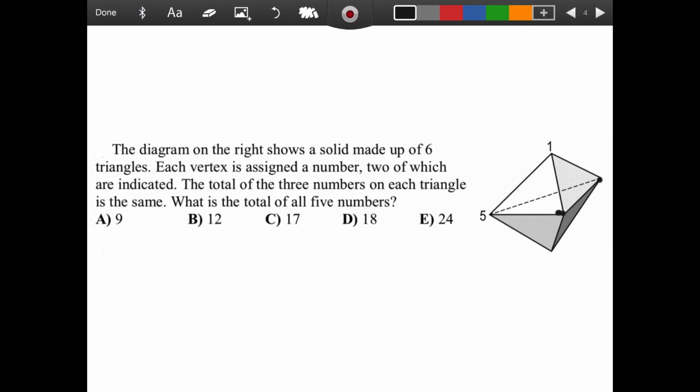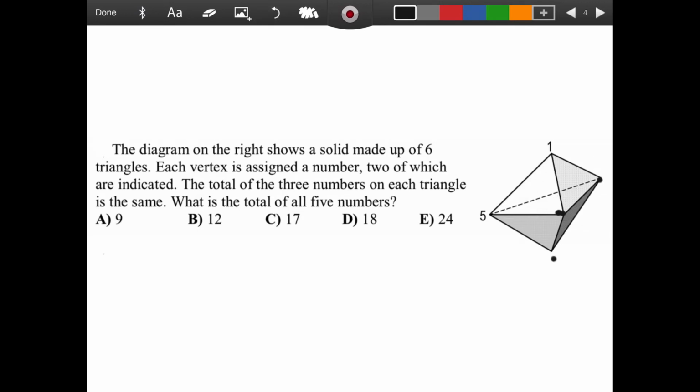So that means these two have to be the same, because if this one is 3, and this has to be 3 as well, then this side is 9 and the back side is also 9, because 3 plus 1 plus 5 is 9. So the back would also be 9. So these two have to be the same. And then let's talk about this bottom one.